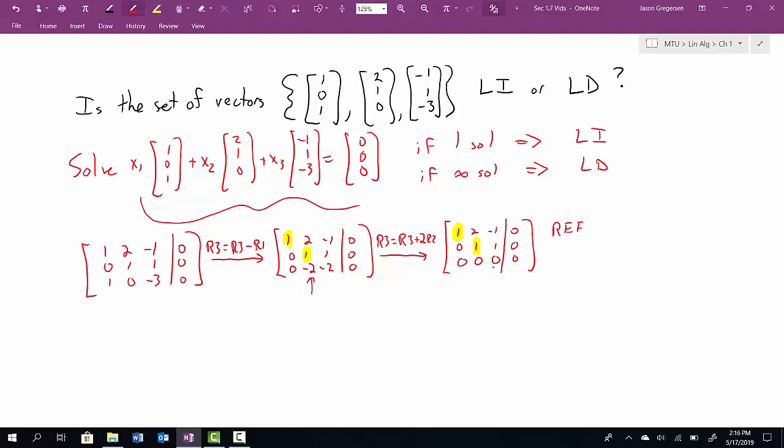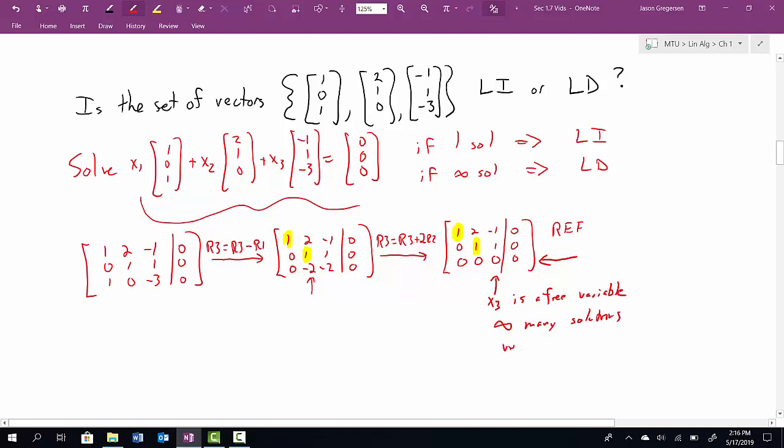So in this case, I can see that I don't have a pivot in this third column, so that means that x3 is a free variable. And because it's a homogeneous equation, I can see there's not going to be a pivot in that far right column. So there are going to be solutions. And because I have a free variable, I know that there are infinitely many solutions. And then that tells me that the vectors are linearly dependent.